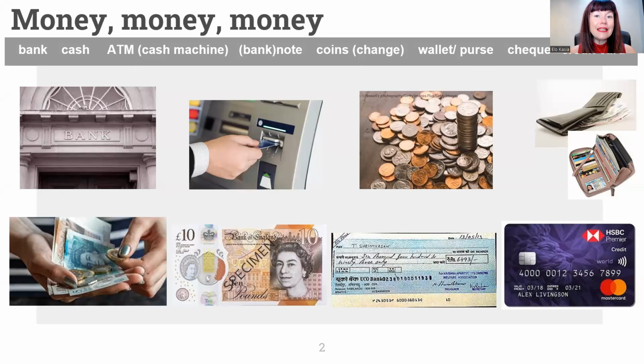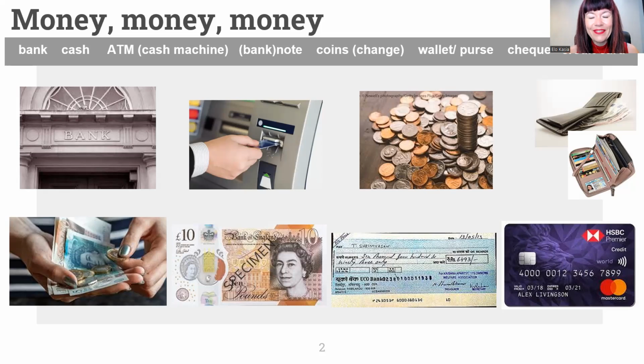So the first one is bank, cash, ATM, also known as cash machine, banknote, or you can say just note, coins or change, wallet, purse, and then we have check and credit card.